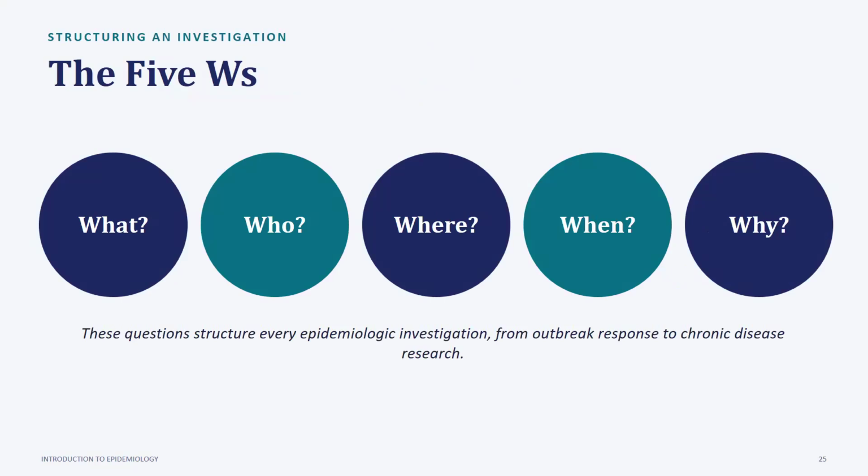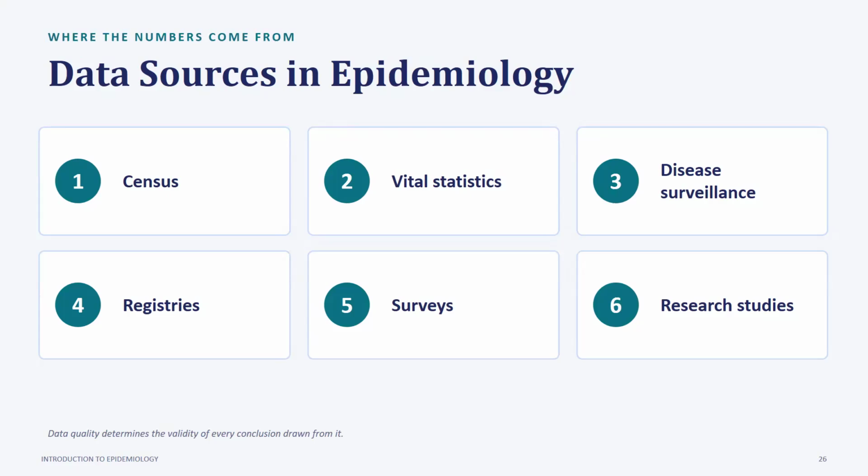So till now, we have been through this that there are five main W's which are answered in epidemiology: what, who, where, when, and why. These questions structure every epidemiologic investigation from outbreak response to chronic disease research. These are the major data sources in epidemiology. We can use the data from census, vital statistics, disease surveillance, registries, surveys, and research studies.